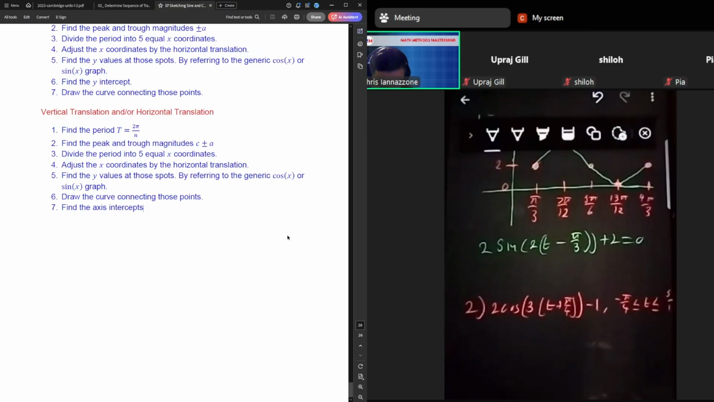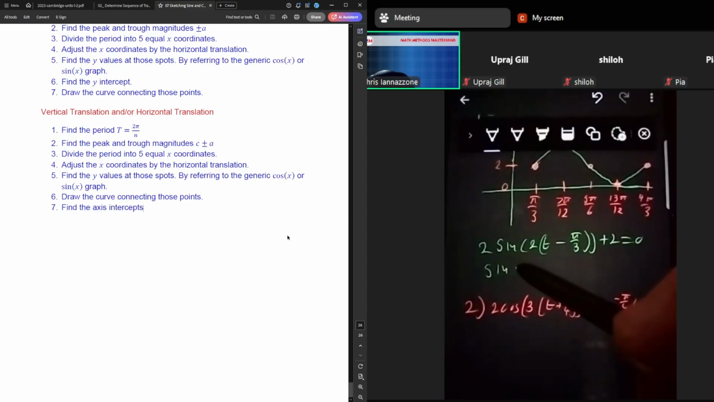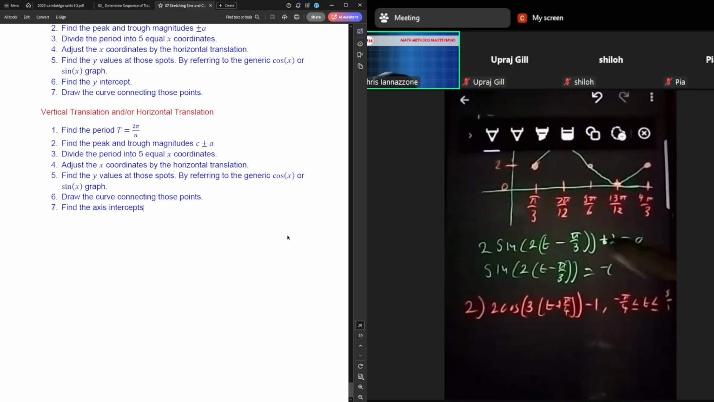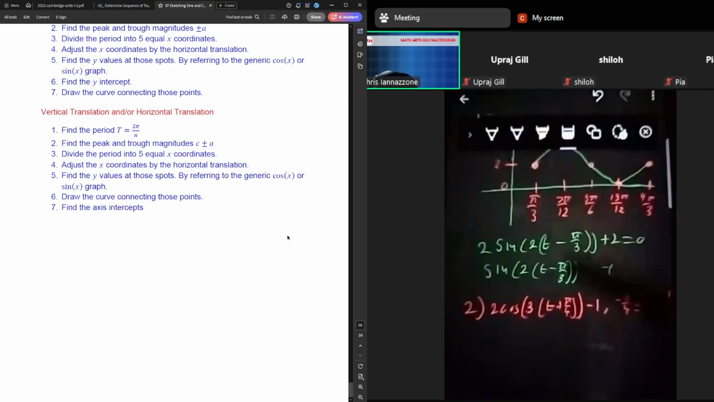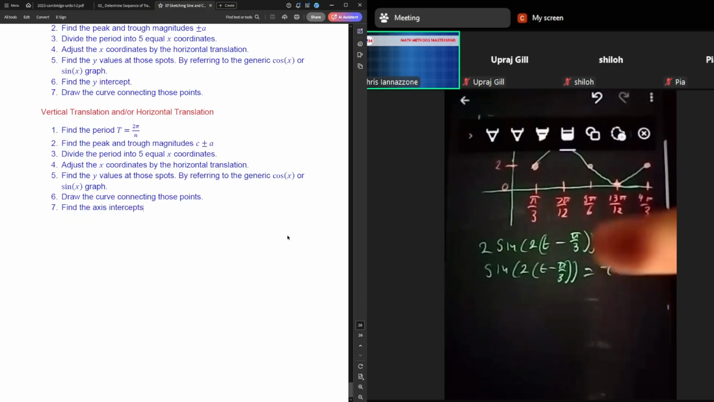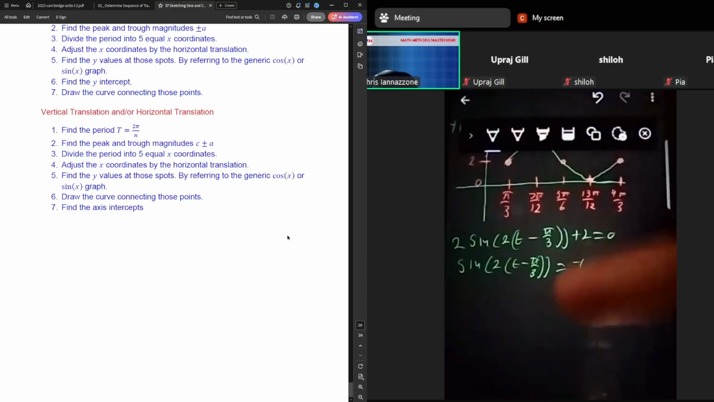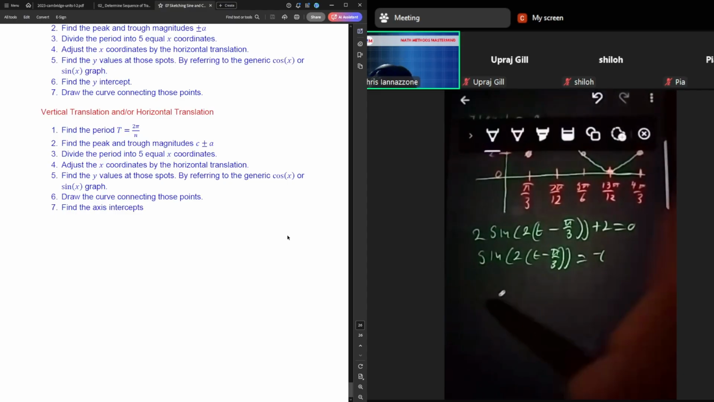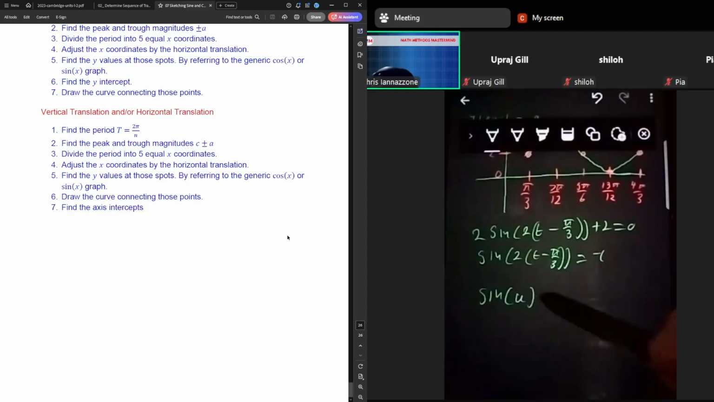Okay, set that equals 0. Subtract 2 from both sides and divide by 2. You're looking at where sine of 2 bracket t minus pi on 3 is equal to -1. So subtract 2, divide by 2. Now, yeah, this will be the same thing. We won't have to have a look at this one. From there, you would do a substitution. So you would just plug in u into here.